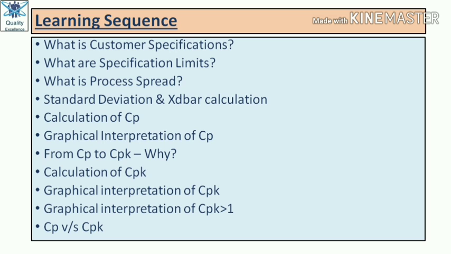This will be our learning sequence. What is customer specification? What are specification limits? What is process spread, standard deviation and X double bar calculation, calculation of CP, graphical interpretation of CP, from CP to CPK, why we need CPK, calculation of CPK, graphical interpretation of CPK, graphical interpretation of CPK greater than 1, and CP versus CPK.